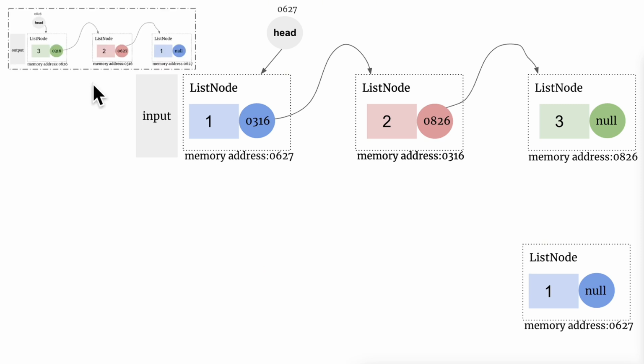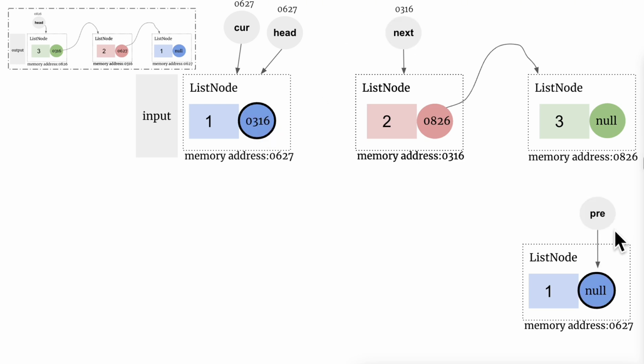Let's take node 1 for example. To reverse a single linked list, for node 1, our goal is to transform node 1 from the first node to the last node. I need a pointer cur to help me iterate through each node in this given single linked list. I need a pointer next to help me maintain the current next reference of node 1 before I lose it. I need a pointer pre to update node 1's next reference from previous 0316 to null.